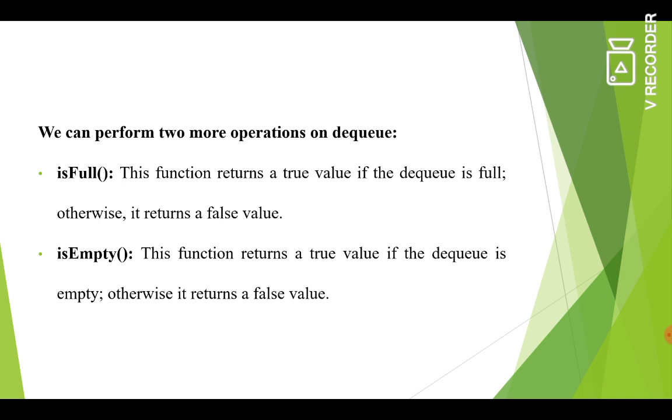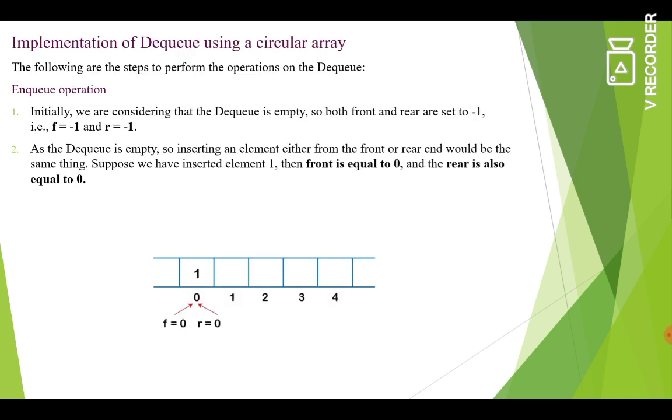isFull is a function which is used to check whether the DQ is full or not. If the DQ is full, it returns a true value, otherwise it returns a false value. The isEmpty function is used to test whether the DQ is empty or not. If the DQ is empty, it returns a true value, otherwise it returns a false value.